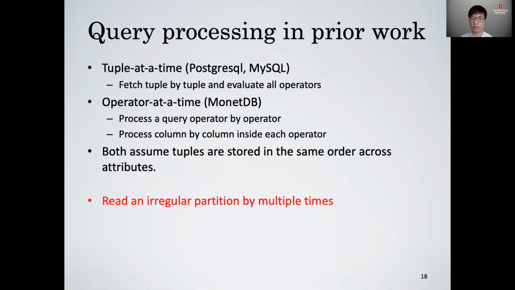There are multiple query processing algorithms in the prior work, for example, the tuple-at-a-time method in the PostgreSQL and MySQL systems, and the operator-at-a-time method in the MongoDB system, a plain column store. However, both popular query processing algorithms assume that the tuples are stored in the same order across different attributes. For example, in MongoDB, the first cell in attribute A1 and the first cell in attribute A2 must belong to the same tuple. However, this assumption is not correct in the irregular partitioning. So the 2 popular methods may read one irregular partition multiple times.